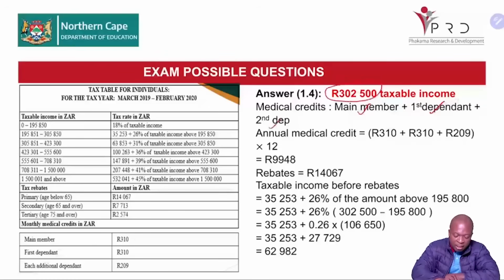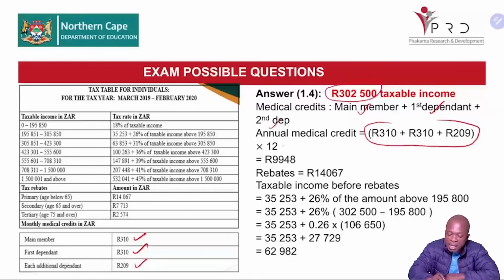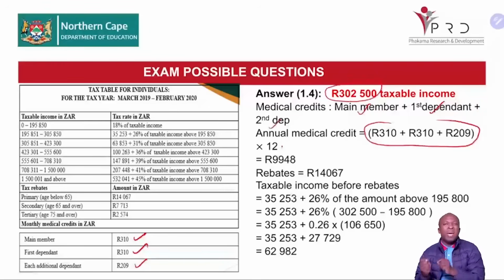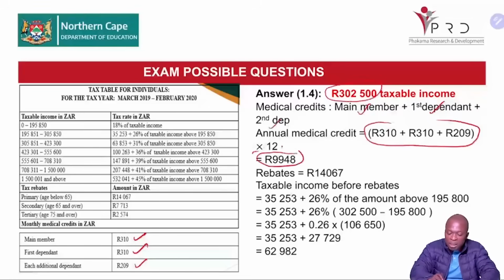Medical aid credit. The first one for Tatu is 310. First dependent will get 310. An additional will get 209. So you put all of them together and times it by 12, because it is 310 per month, but the tax we calculate per year. A year is made up of 12 months. So don't forget, you need to multiply your value by 12. So it means that we are supposed to get medical credit back of 9,948. So let's go and calculate them.